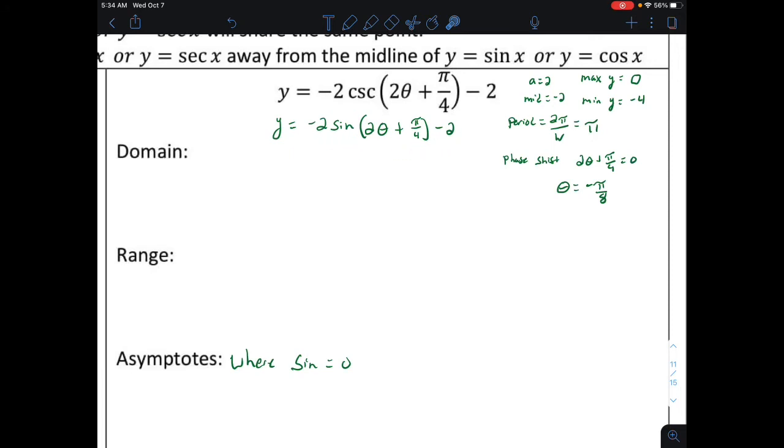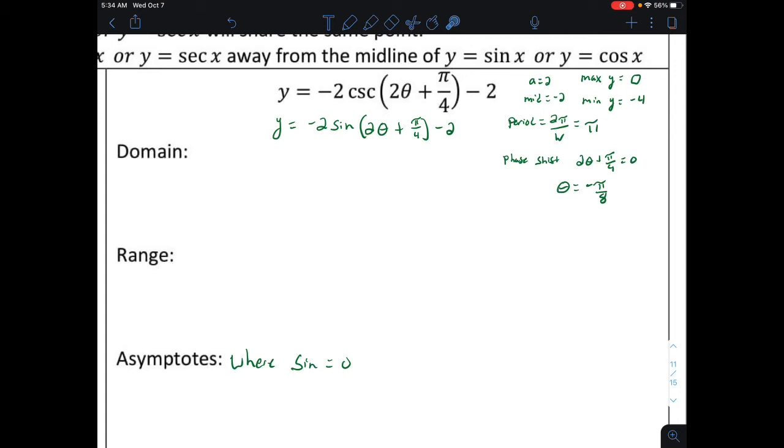And in doing that, we find the amplitude. The amplitude of the sine wave is 2. The midline of this sine wave is -2, which tells us that our maximum y would be 0 and our minimum y would be -4. We'd find the period of sine, 2 pi divided by w. 2 pi divided by 2 makes pi.